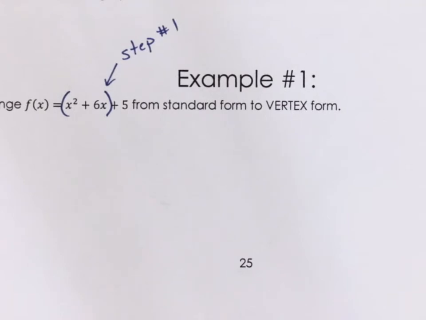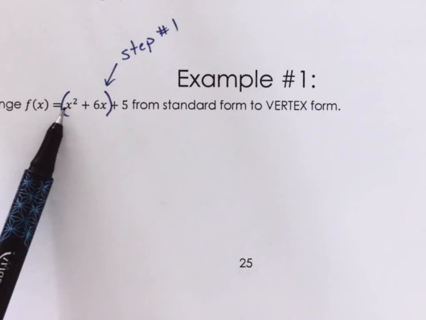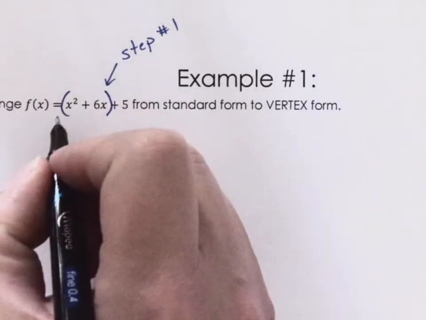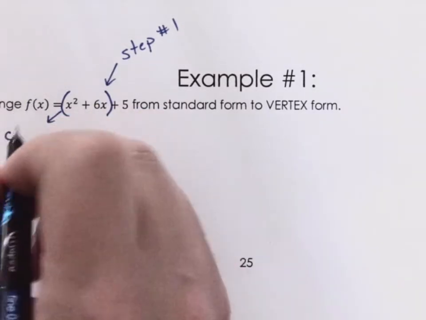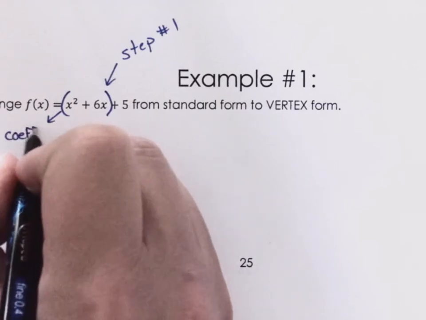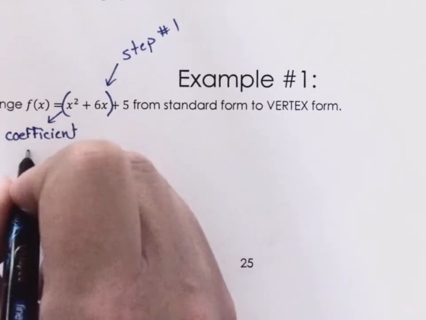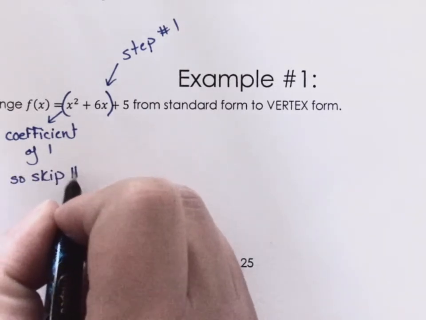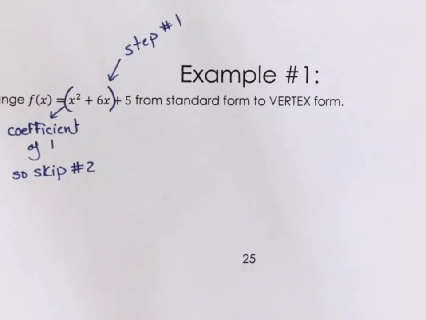Now, step 2 says to remove the coefficient on the x squared as a common factor. This doesn't really apply in this one because what is the coefficient on the x squared? 1, so we're not going to common factor 1 because it's going to be exactly the same, right? So we have a coefficient of 1. So skip step 2. All right, I'm trying to write these notes so that you guys are with me here.